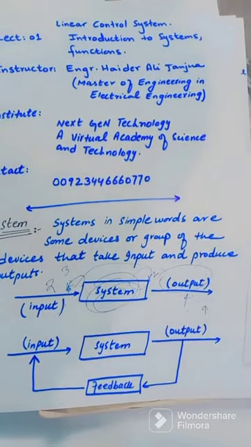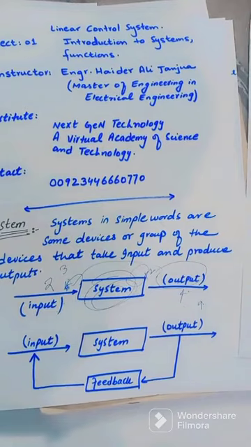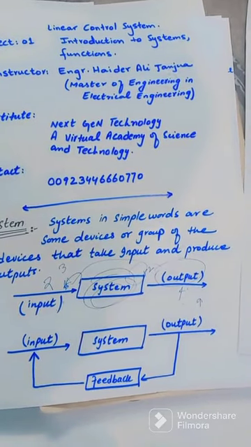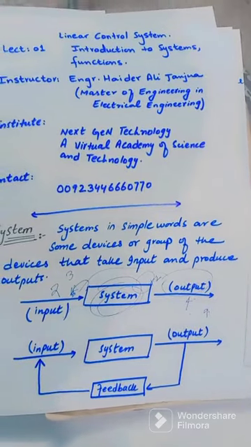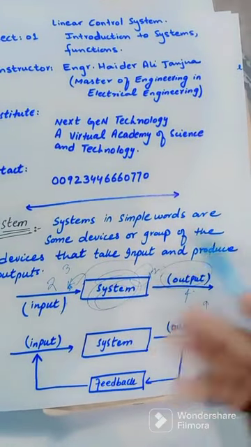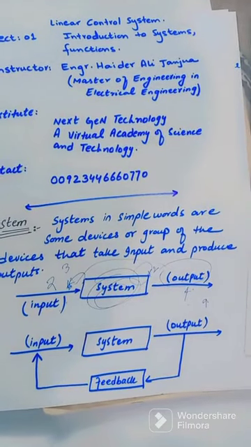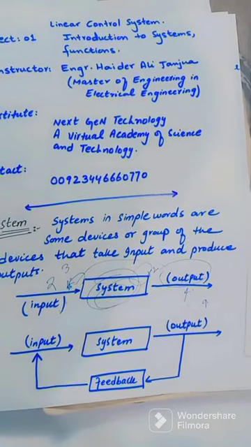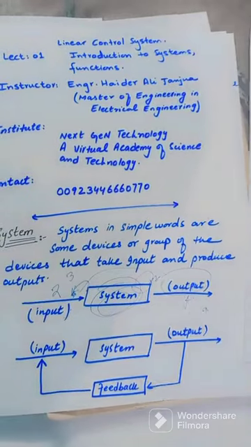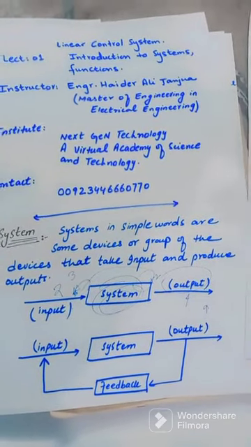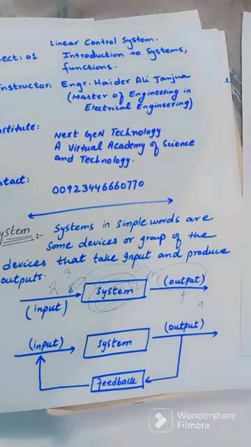Just like I discussed in the previous slide, if we give 3 to the system and it gives us 4, that means this is an x plus 1 function, or x plus 1 system. So a system is just like a mathematical function. But in control engineering, many systems are interconnected together to give us a desired output. We will discuss this in our coming lectures.